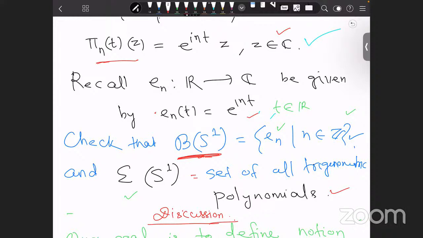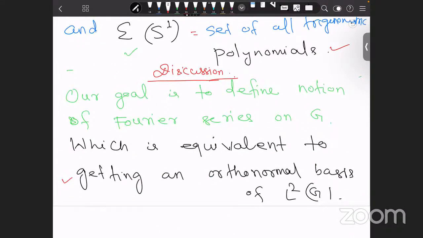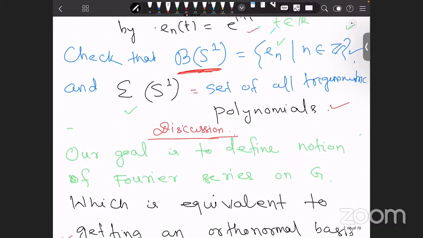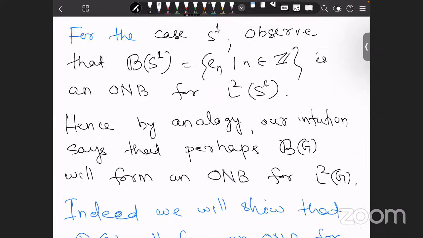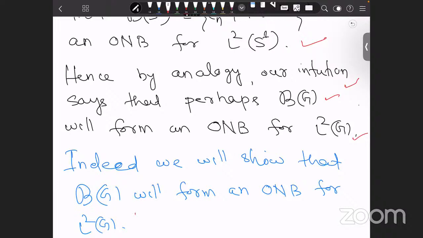Now for the general group case, our goal is to define the notion of Fourier series on G. That problem is equivalent to finding an orthonormal basis for L2(G). Now for the case of S1, this B_S1 forms an orthonormal basis of L2(S1). So looking at this example, by analogy, we guess that B_G will form an orthonormal basis of L2(G). Indeed, we will show that B_G forms an orthonormal basis of L2(G).